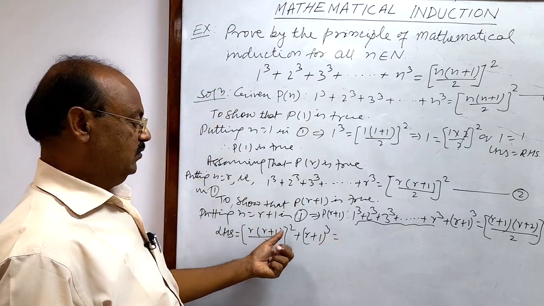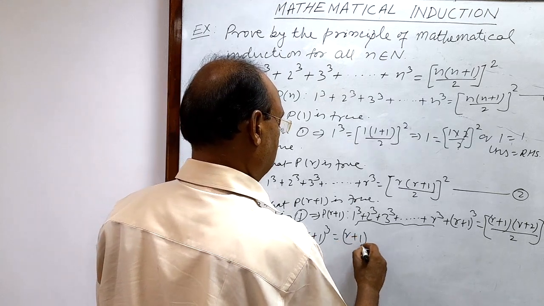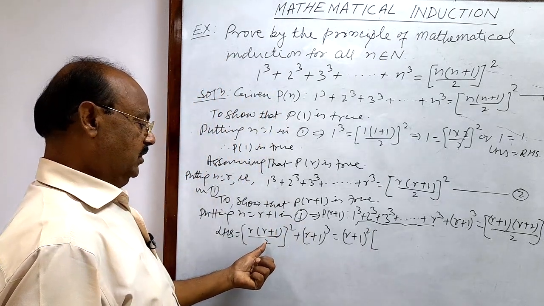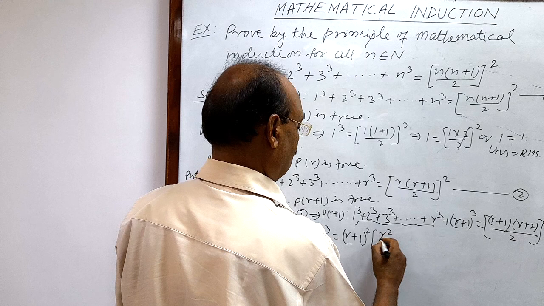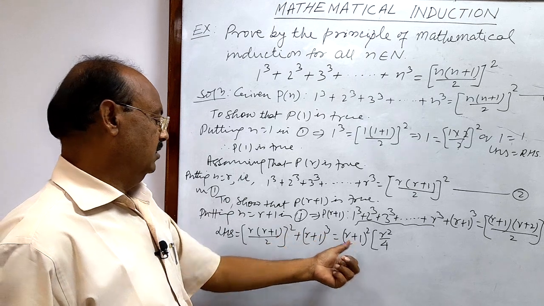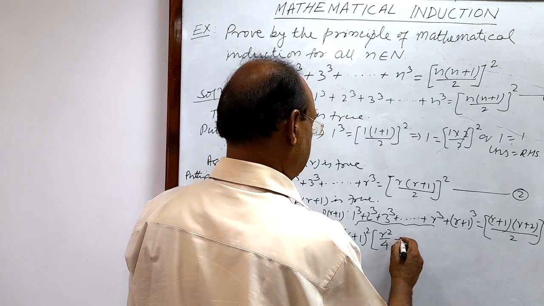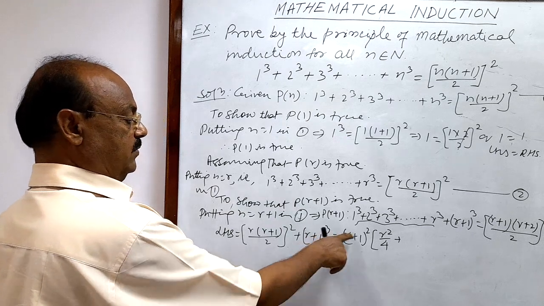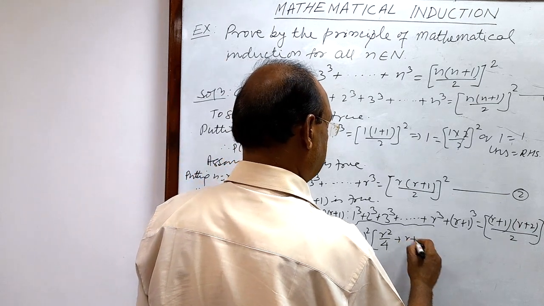We can take r plus 1 whole square common from both the terms. So here r plus 1 whole square is common. From here you will get r by 2 whole square, isn't it? So this is r square by 4. I hope you are following it. r plus 1 whole square is common, and r by 2 square is r square by 4, and plus here this is r plus 1, because r plus 1 whole square has been taken common, so the remaining part is r plus 1.